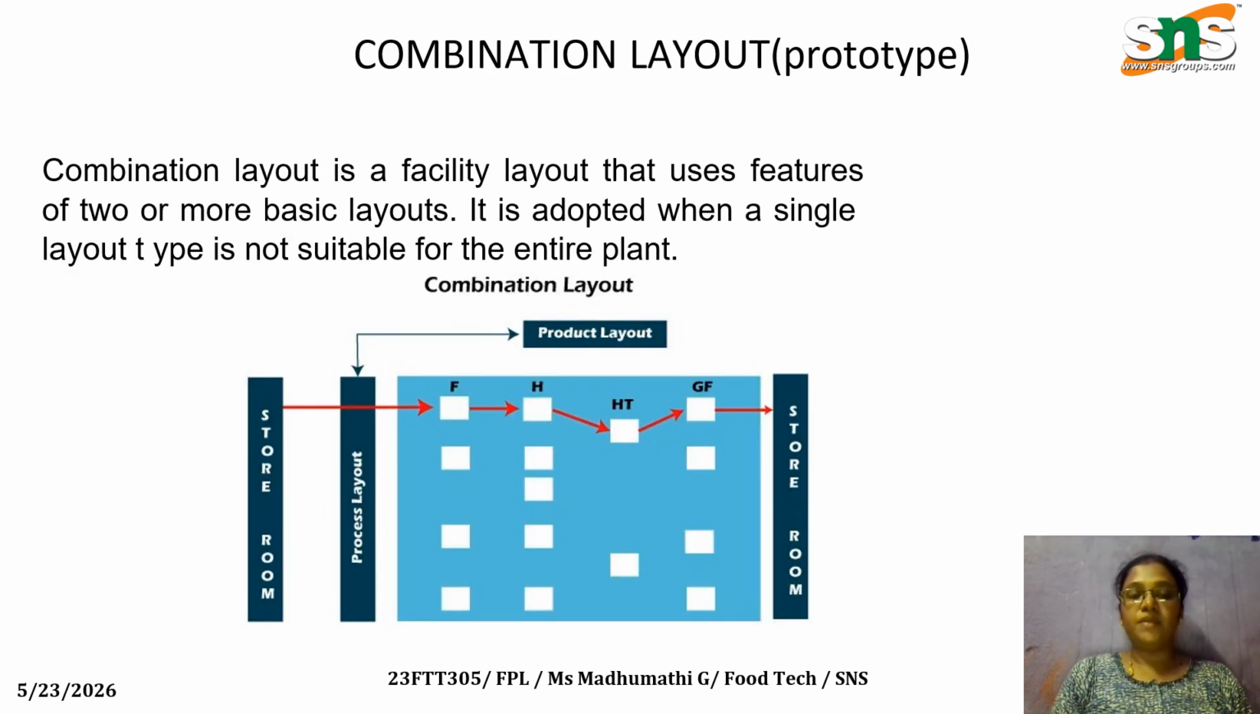And coming to the combination layout, this is a layout where the process and product layouts are handled together. It uses the features of two or more basic layouts, and it is mainly adopted when a single layout type is not suitable for the entire plant. Based on the end product processing, we can come to a conclusion whether a combination layout is needed or a single type of layout will be enough.